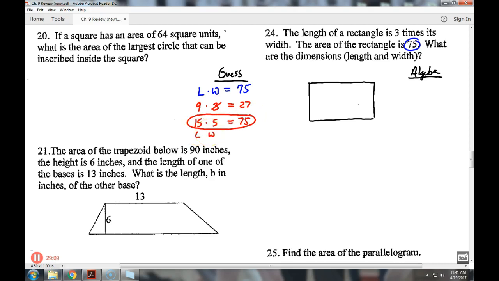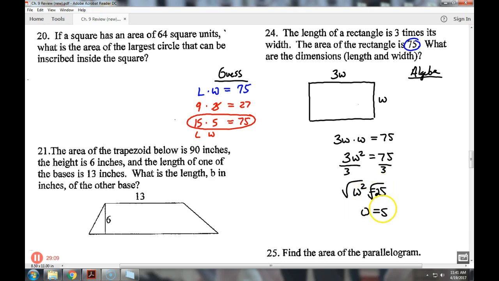Now, if you wanted to do it using algebra, you could say you have the width w and the length is 3 times bigger than the width. And now I solve the equation. Length times width equals 75. 3w squared is 75. Divide both sides by 3. w squared is 25. And then take the square root of both sides, and you'll get w equals 5. And then once you plug that in over here, you'll get 15. So you could have done it with algebra.